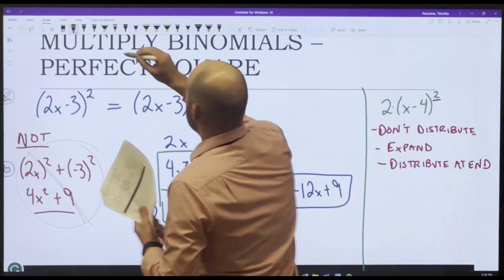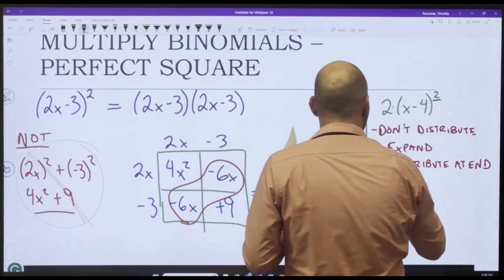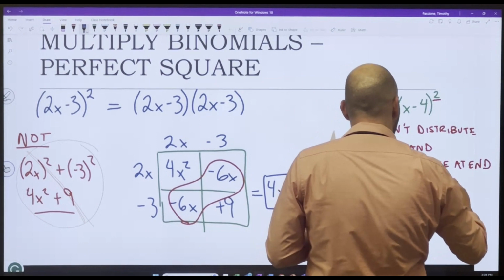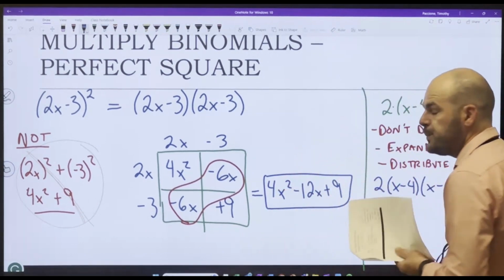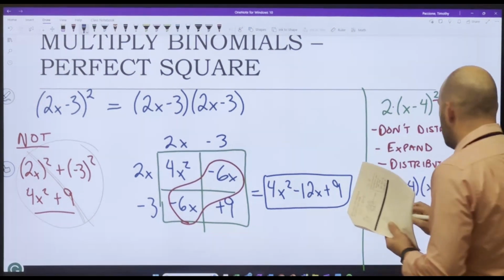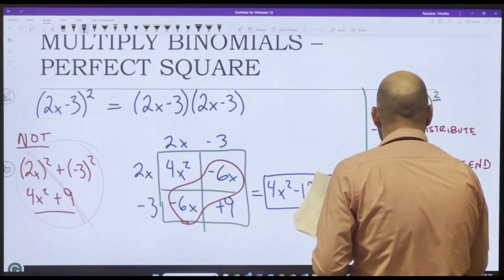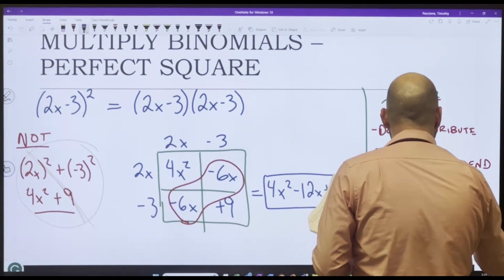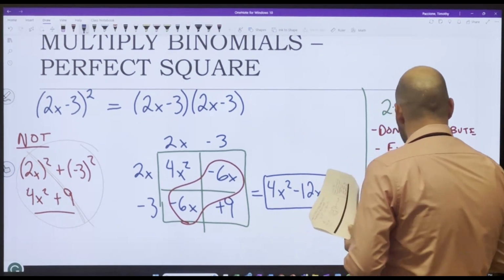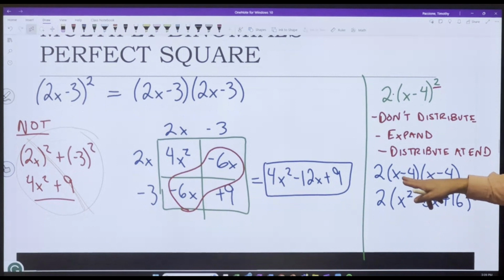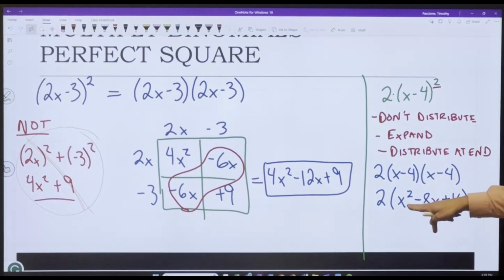So what do I mean by that? This should become 2 times x minus 4 times x minus 4. And then if you did box or FOIL here, you would find out that this is 2 times x squared minus 8x plus 16. Just trust me on that one. Wait, are we just boxing the x minus 4? Yeah, you only box x minus 4 times x minus 4, and you would get this.